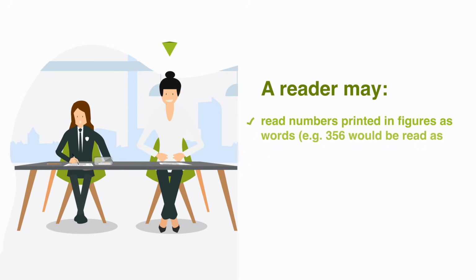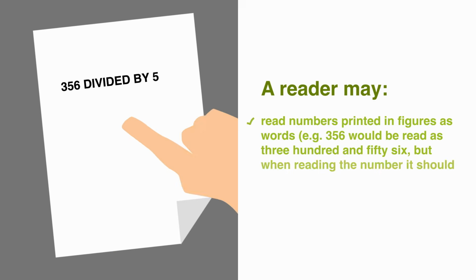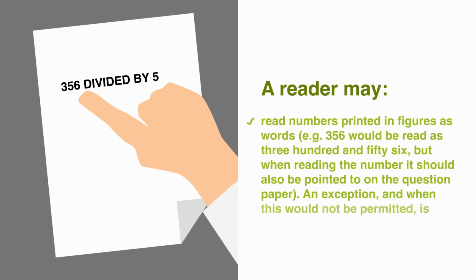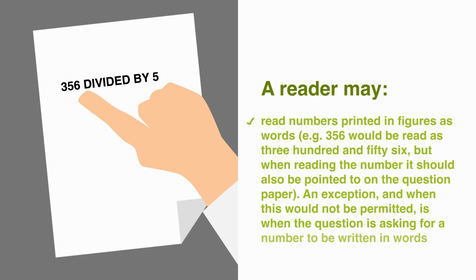For example, 356 would be read as three hundred and fifty-six, but when reading the number it should also be pointed to on the question paper. An exception would be when the question is asking for a number to be written in words. For example, write the number 356 in words. Note, read this out as three five six.